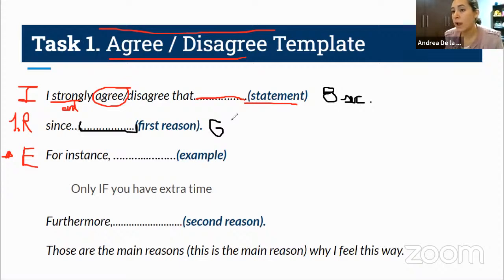Or since one saves time, if you want. Whatever you want, but don't use the first person. Okay? Keep it general. And that's your reason.